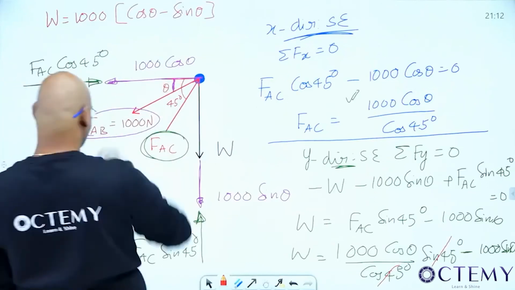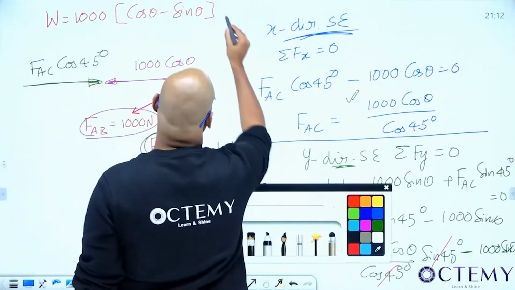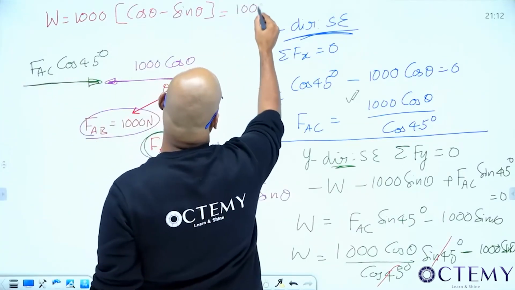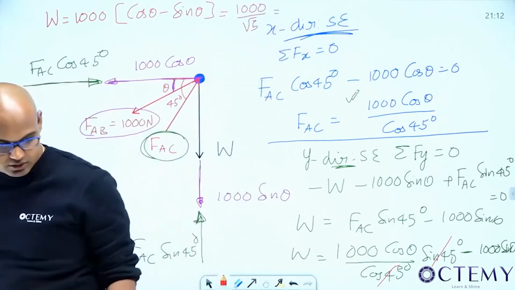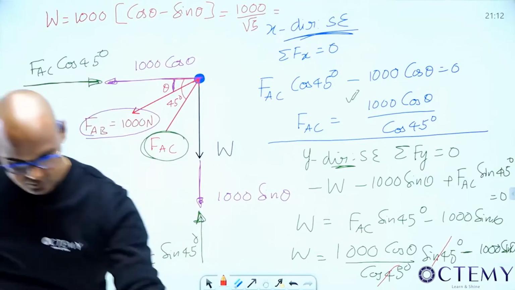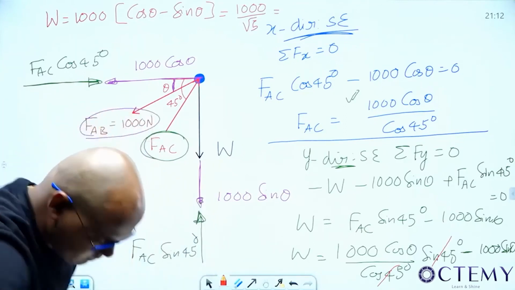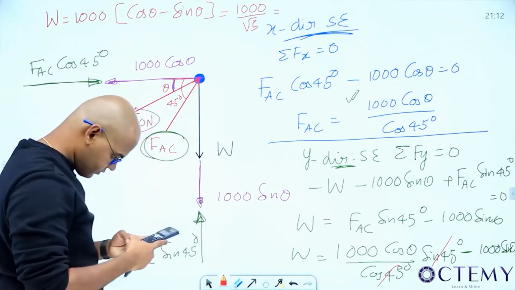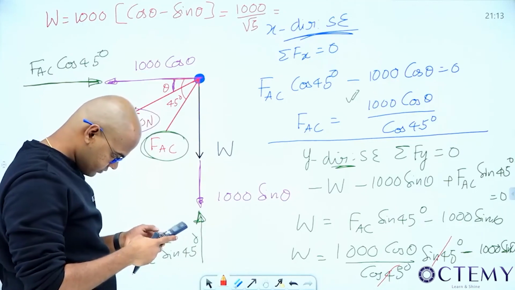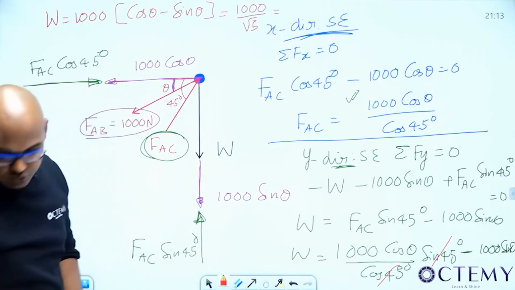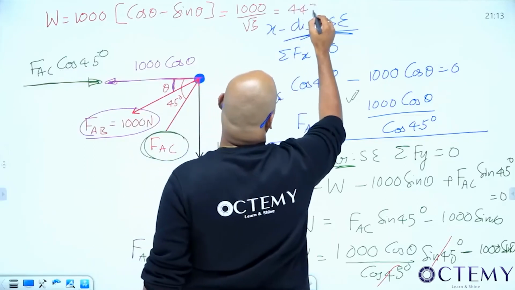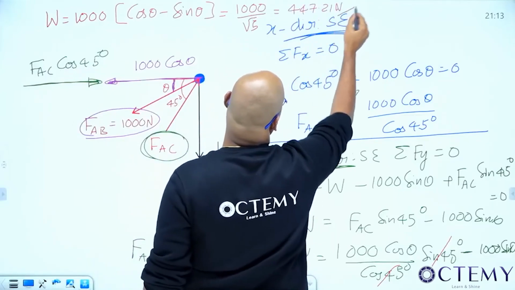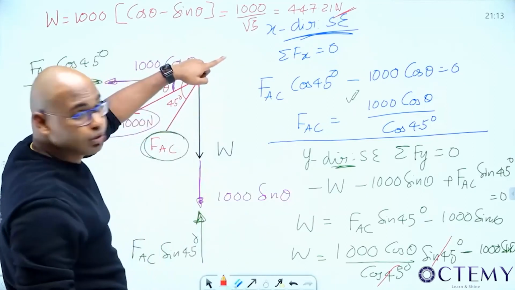So substitute here. What am I going to get? 1000 into 1 by root 5. How much is that? 1000 by root 5, that is 447.21 newtons.